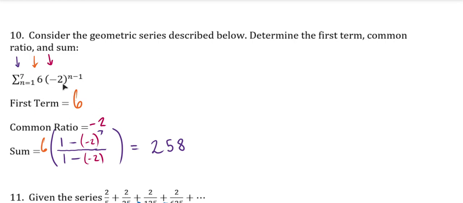So we note that we have a geometric sequence here. Our first term is 6. Our common ratio is -2. And notice that if I plug all of that into the sum formula, we wind up with these. I need my n to go here, and that's going to give us 258.